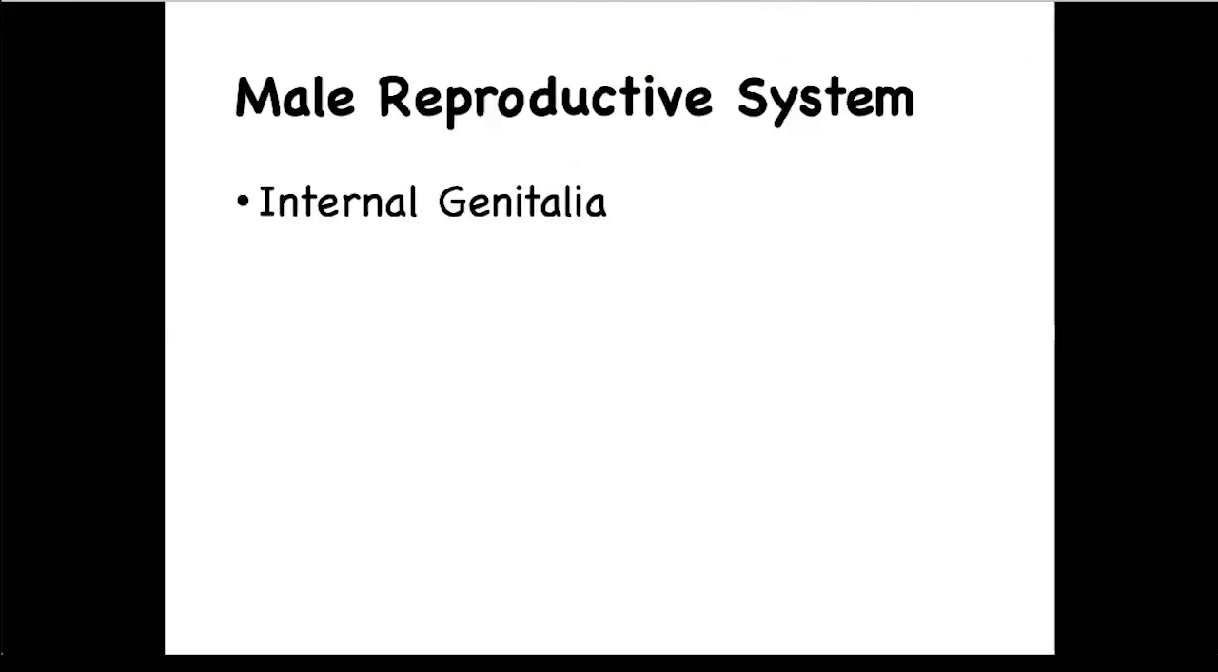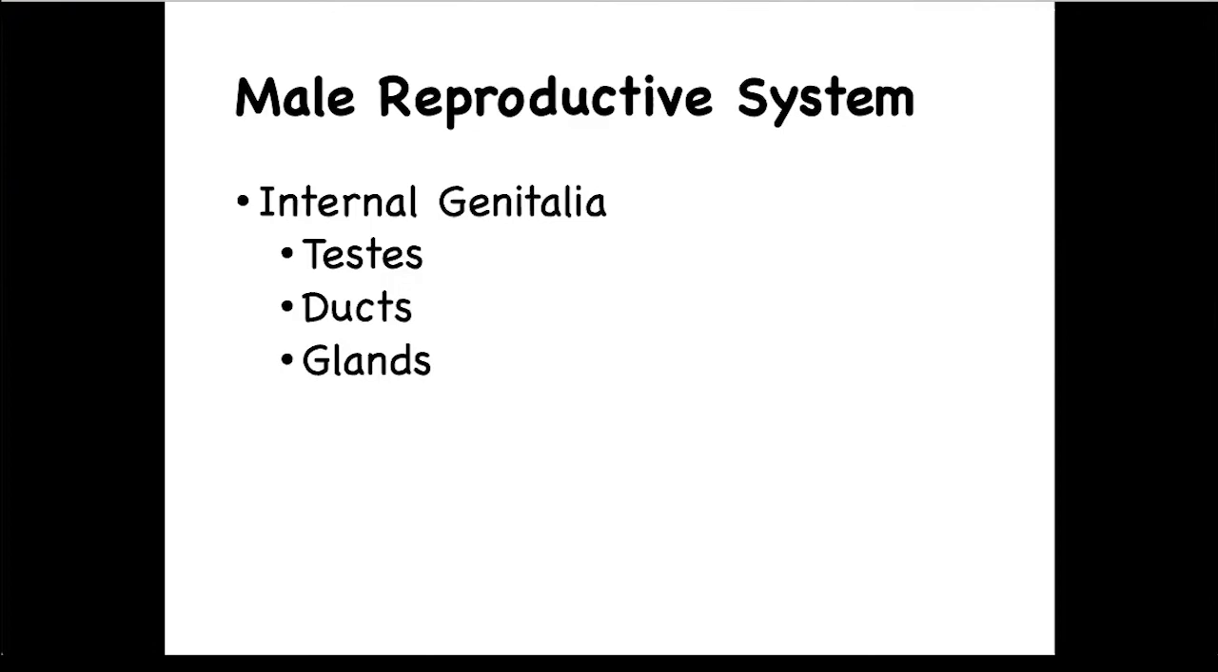The internal genitalia of the male reproductive system consist of the testes, the ducts, and the glands. The testes are the gonads and the site of spermatogenesis. They also release the hormone testosterone. The ducts consist of the epididymis, the ductus deferens, ejaculatory duct, and the urethra.